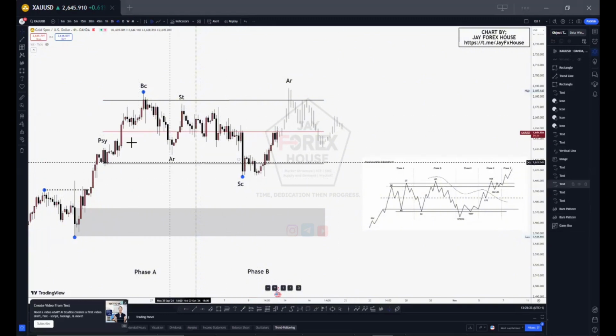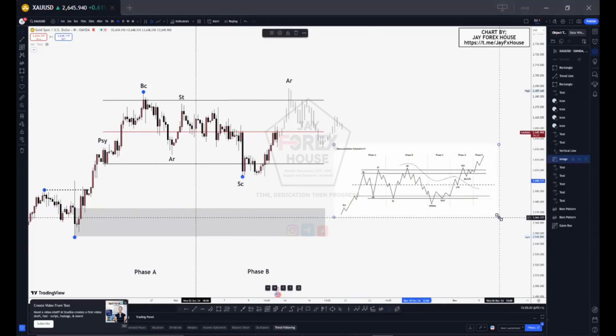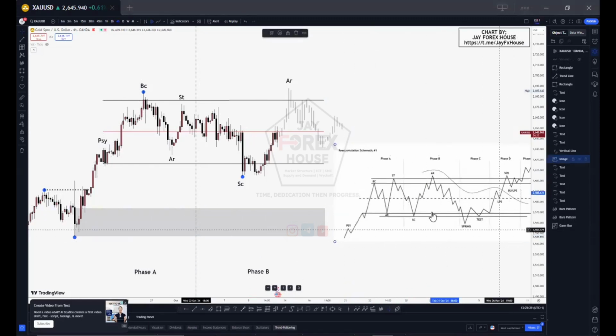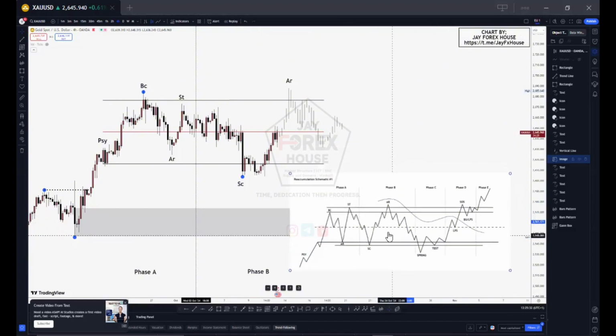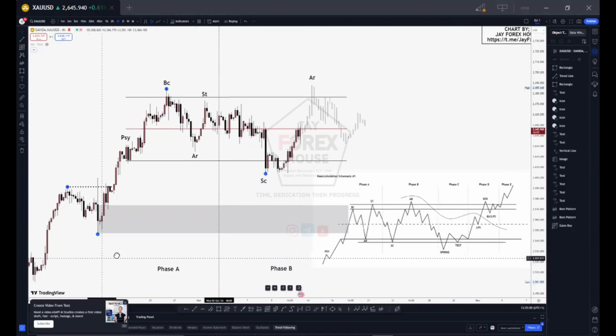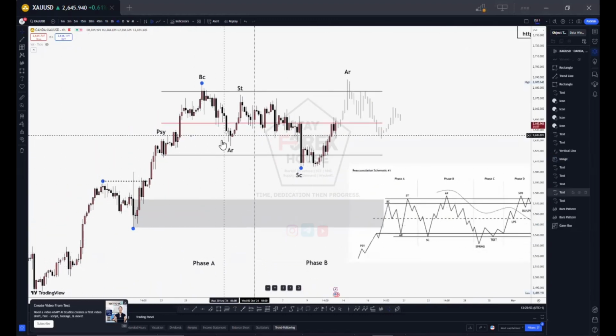Now you can see the schematic on the screen is a little bit smaller, but I hope you can see. So we have the buying climax, which is what I identified here. The ST, which on the schematic went above the buying climax, but on this it doesn't. But I still confirm this to be a reaccumulation because, as you can see, we are already in an uptrend. This is already an uptrend.